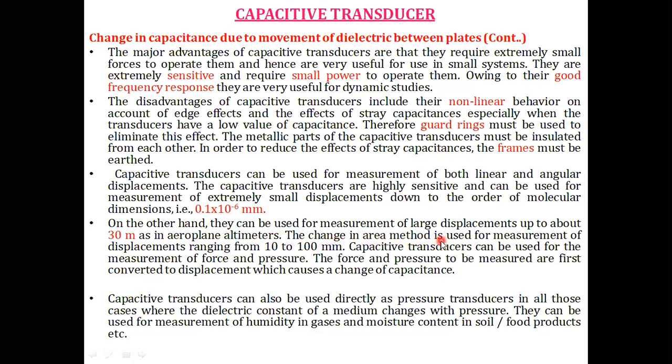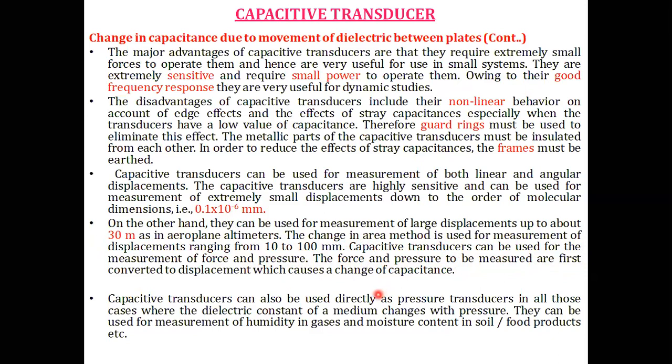The change in area method is used for the measurement of displacement ranging from 10 to 100 millimeter. Capacitive transducers can be used for the measurement of force and pressure also. The force and pressure to be measured are first converted to displacement, which then causes the change in capacitance.